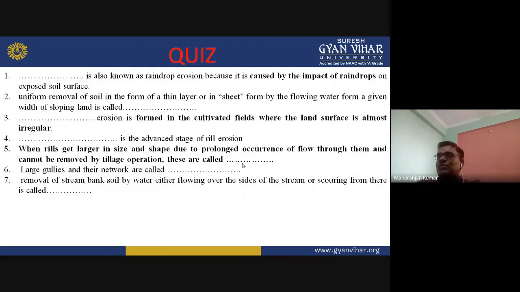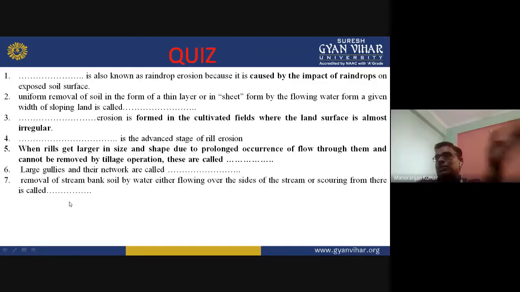If rills are formed in the field and tillage operation is not performed after the rills are formed, then those rills will become large and form the shape of a gully. So large gullies and their network are called in one term, which is known as ravine.